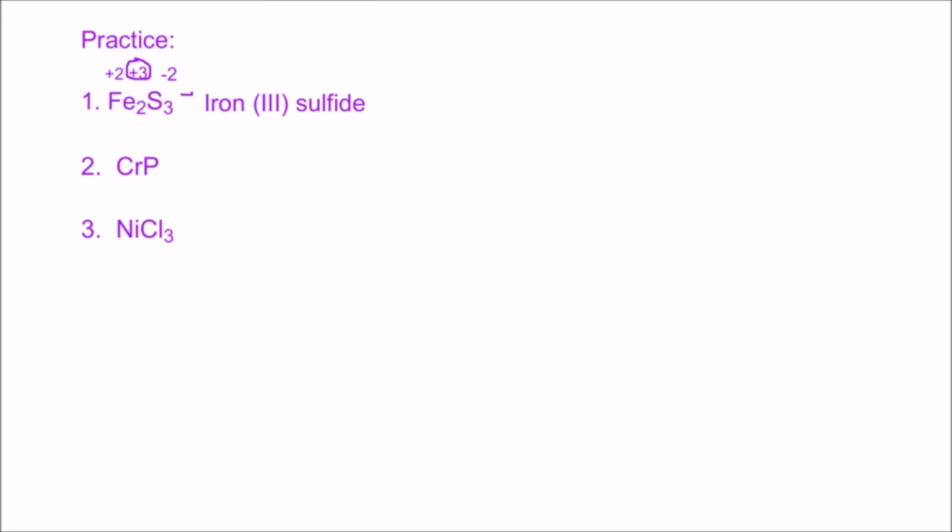Is this binary? Yes, because it's got 2 elements only. Is the first element a metal? Yes. Does that metal have more than one oxidation state? Yes. So we're going to say the name of the first element, chromium. Then we need to put the oxidation state of chromium in parentheses using Roman numerals. So what are the possible oxidation states of chromium?